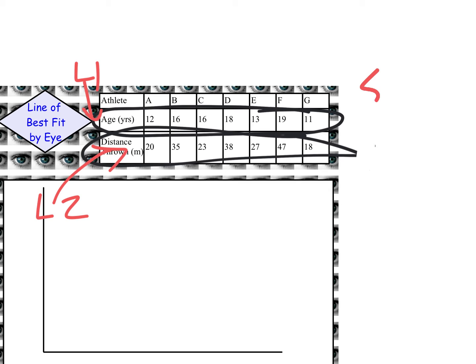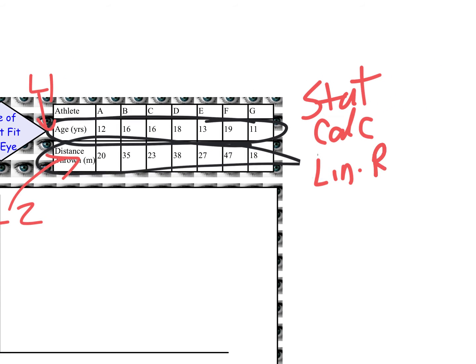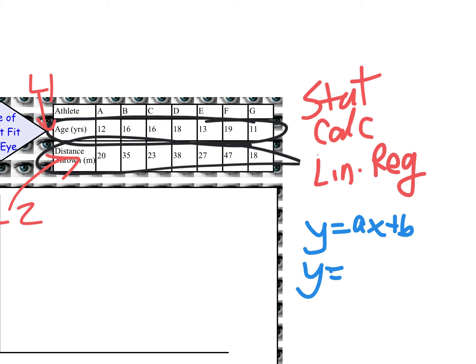Next part is stat again, except this time stat calculate. Stat calculate Lin reg. Lin reg stands for linear regression. Now, after you hit enter, some kids don't know that you have to hit enter one more time to actually get the equation to come up. It should say y equals ax plus b, but then underneath it, it says what a and b are. And in this case, what do you have?